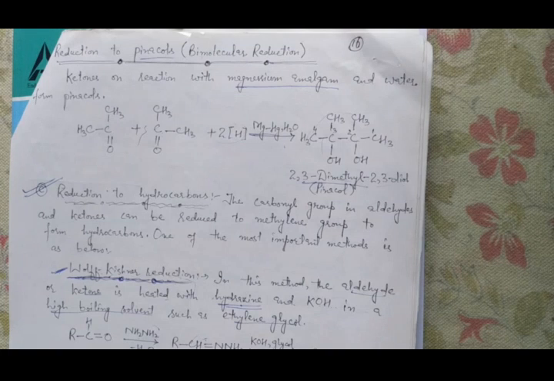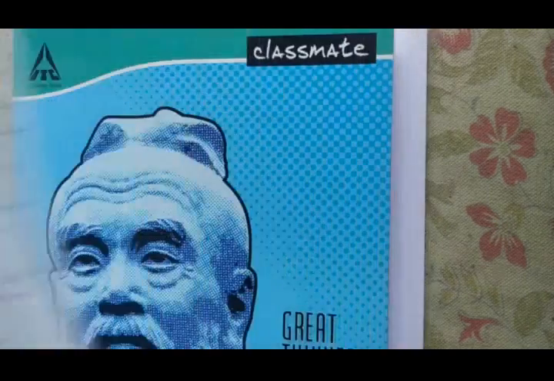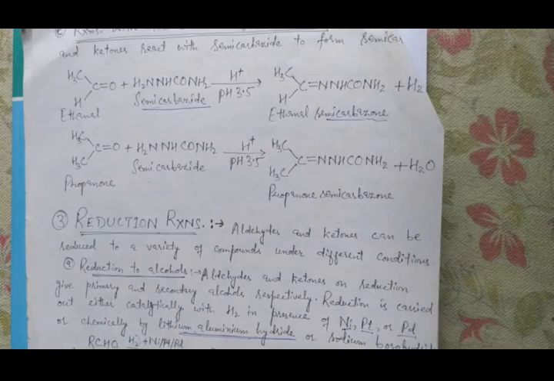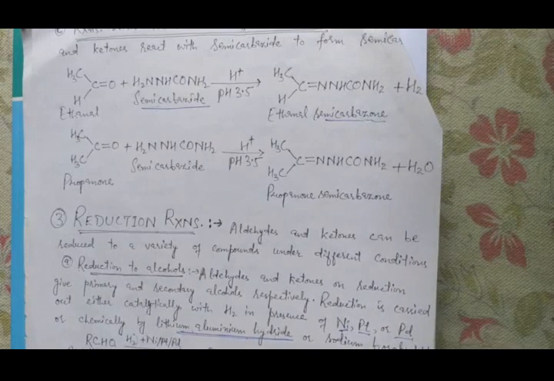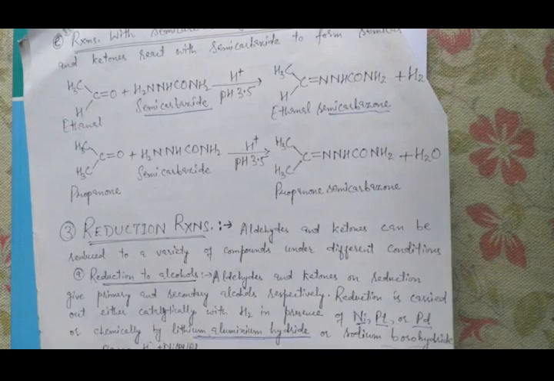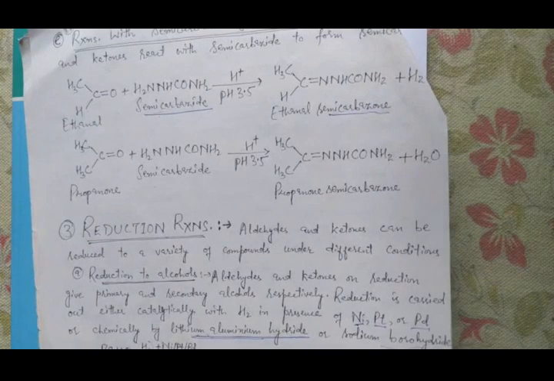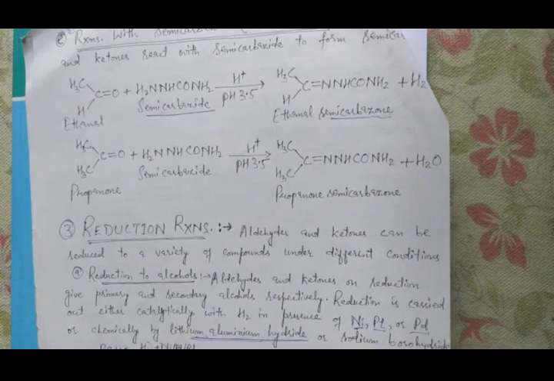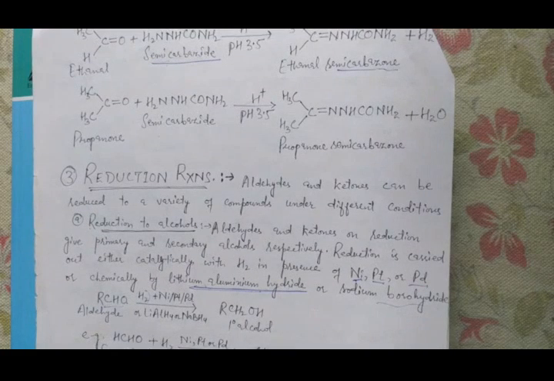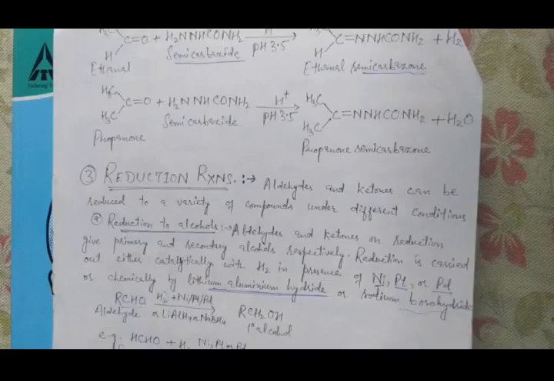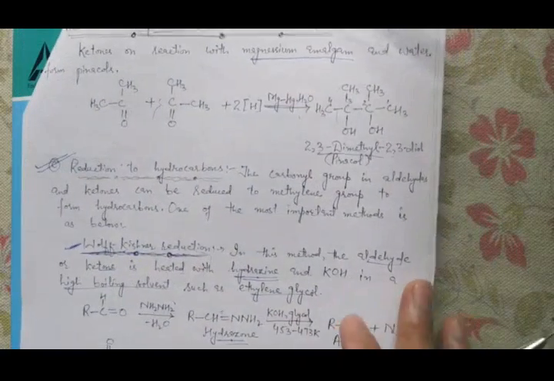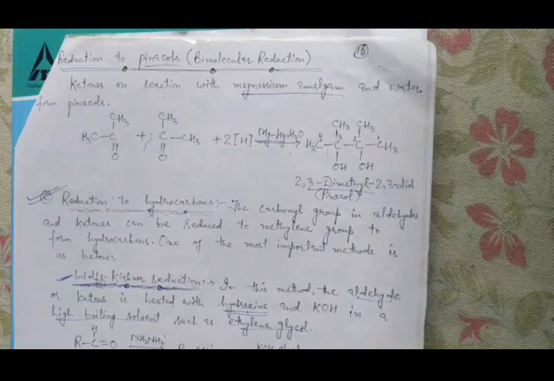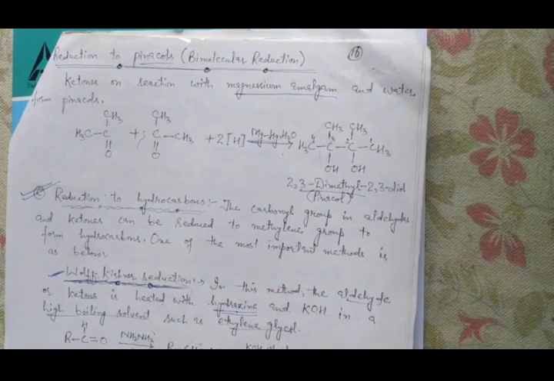Now, last time in part one of that video which was on the chemical properties of aldehydes and ketones, we stopped at the reduction reaction stage where we discussed a couple of reduction reactions of aldehydes and ketones, the two well-known reduction methods. The first one was reduction to alcohol and the second one was reduction of ketones to pinacols.